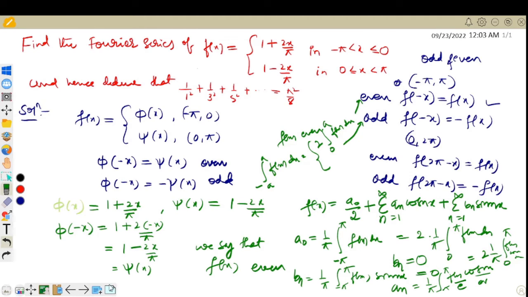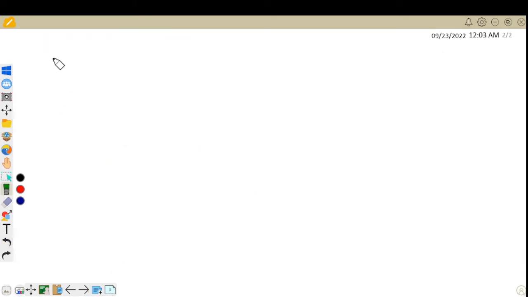So let me go further. Since we know that the given function f of x is even, if the function is even, directly you can write bn value is 0. Since f of x is even, then bn is equal to 0.